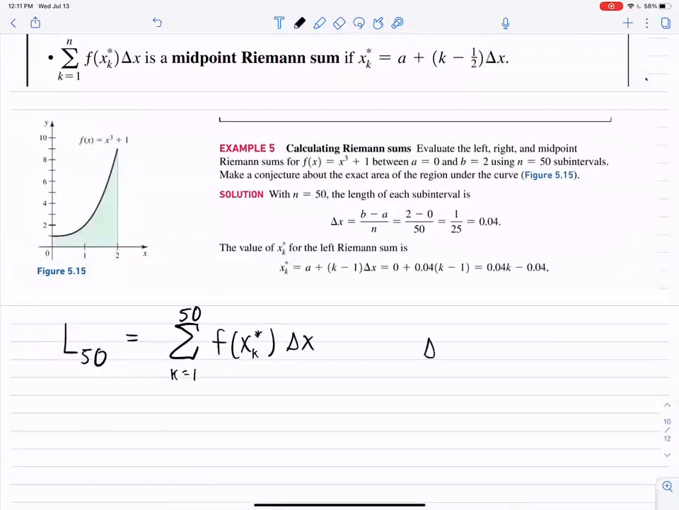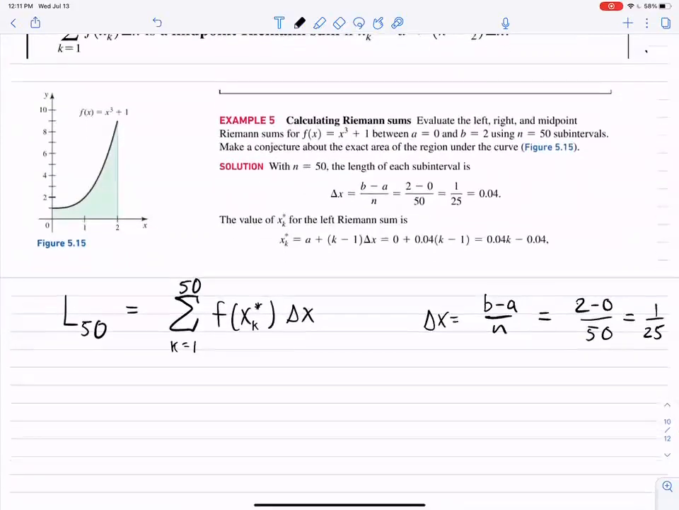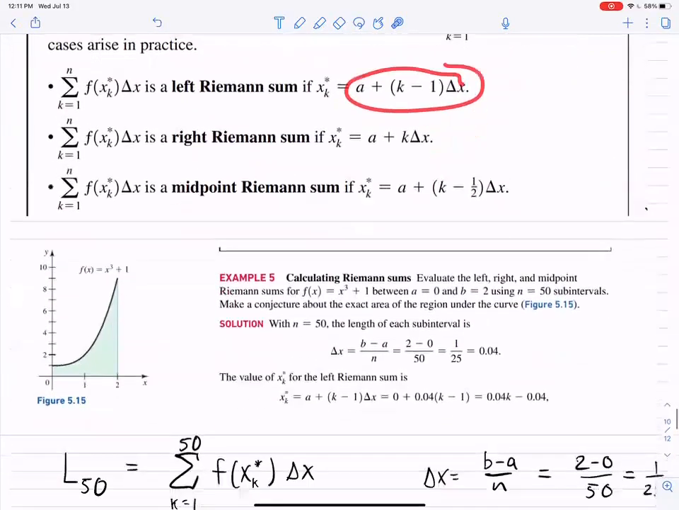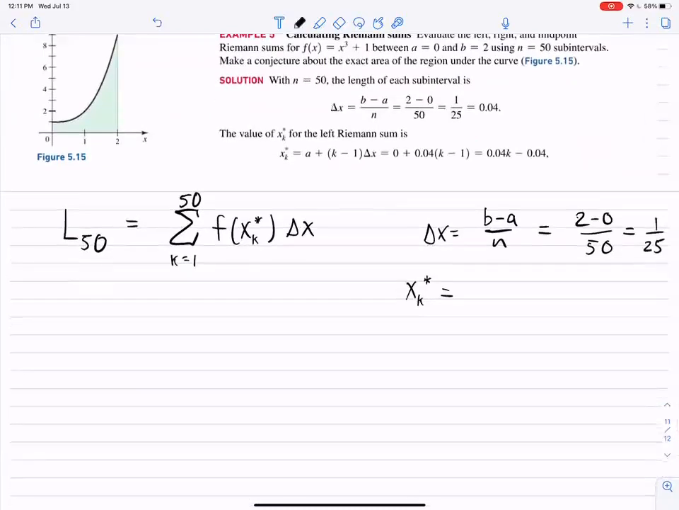Well, delta x, remember, is b minus a over n. So it's 2 minus 0 over 50, which is 1 over 25. That's what delta x is. x sub k star, because it's the left endpoint, is a plus k minus 1 times delta x. And so a is 0 plus k minus 1 times delta x, which is 1 over 25.